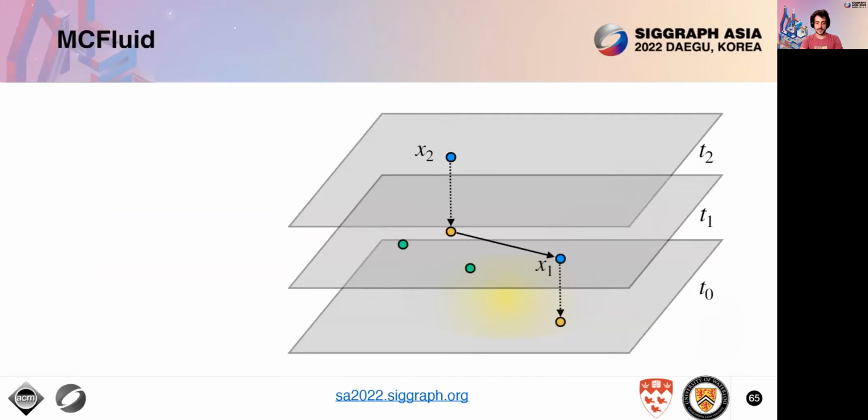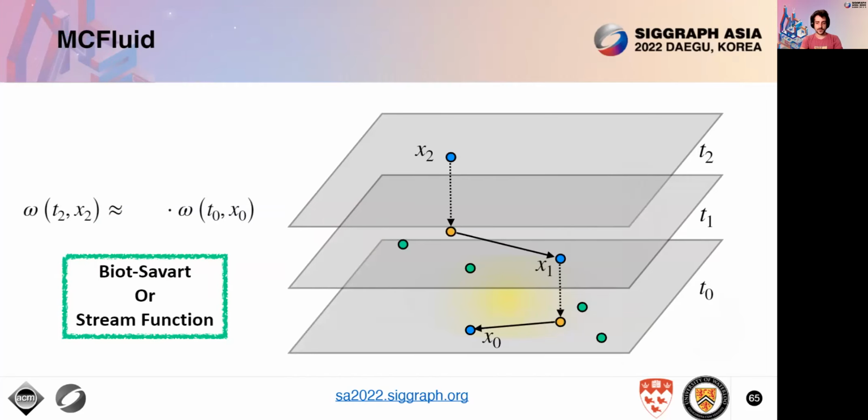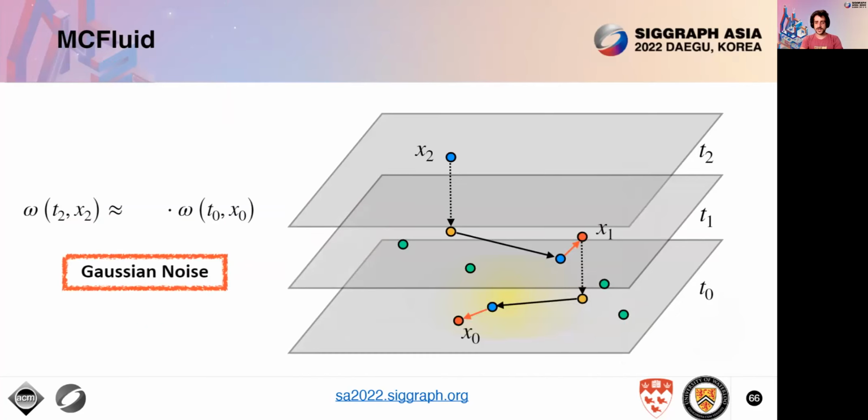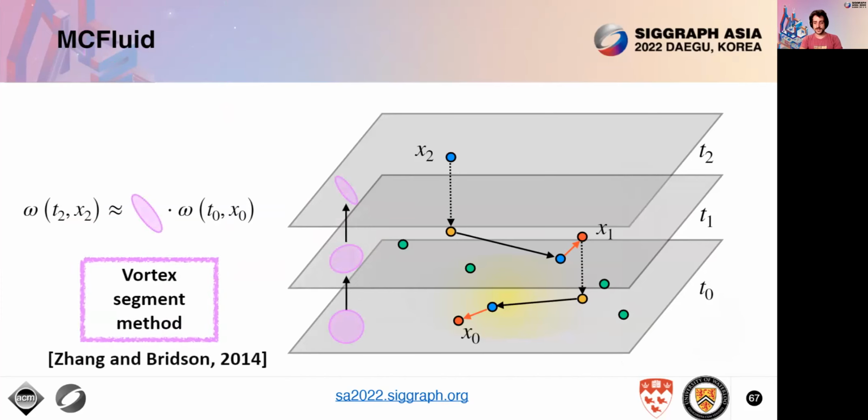First, we advect backward in time as we did before, and depending on the boundary conditions, we can either use the Biot-Savart approach or the stream function one. However, this time we add a bit of Gaussian noise to the advected position to account for diffusion. And then, starting from the initial condition, we move forward in time, tracking the stretching deformation along the way. We compute this deformation using the vortex segment method for its robustness, but other approaches are also possible.